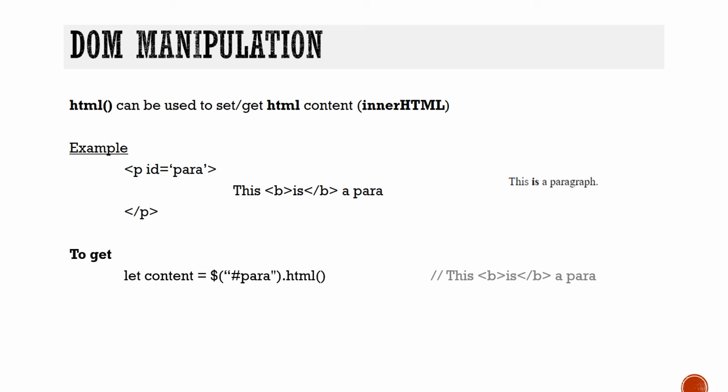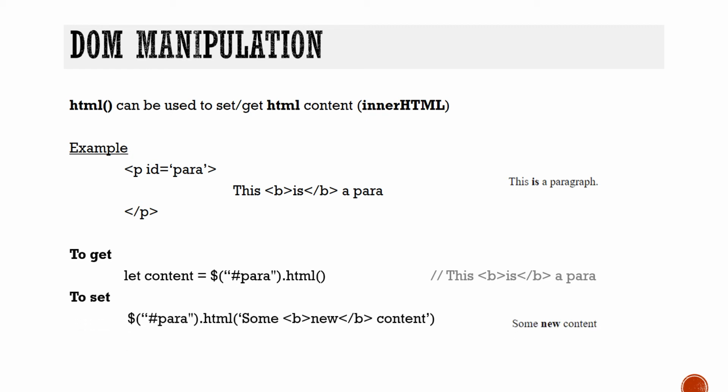To obtain the existing HTML content, as I said, we will make use of the HTML method. So if to the dollar I pass the pound para, which is the ID of a paragraph, and then call the HTML method on it, what that will give me back is the HTML content inside of my pound para. So in this case, we obtained what you see on the right.